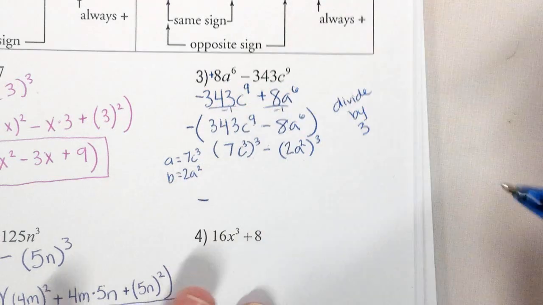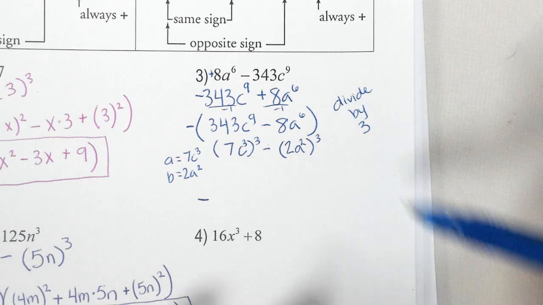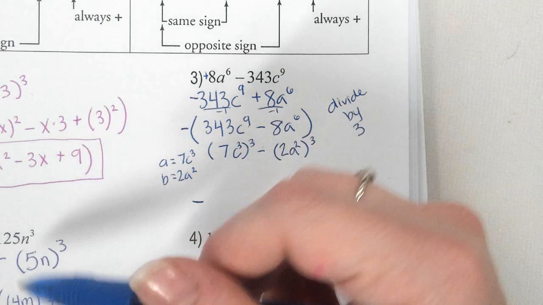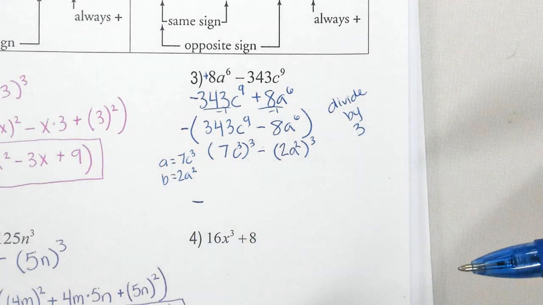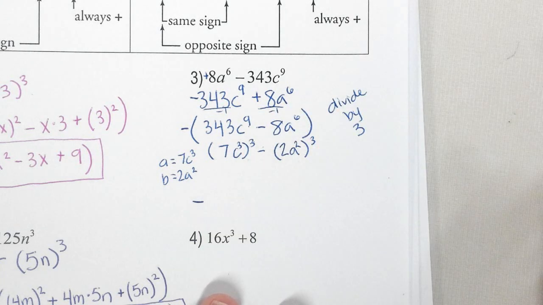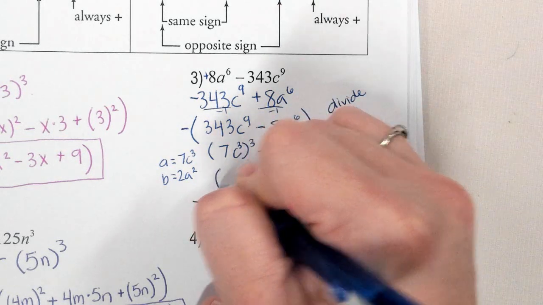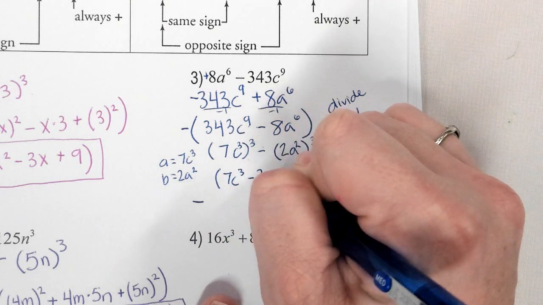Now, the only time you're going to have exponents with your variables in your answer is when your exponents are bigger than 3. Does that make sense? But if your exponent is 3, you should never have exponents with your variables other than 1. Okay, so let's get started. Is this difference or sum? Difference. So I'm going to follow the difference, which is a minus b. So 7c cubed minus 2a squared.